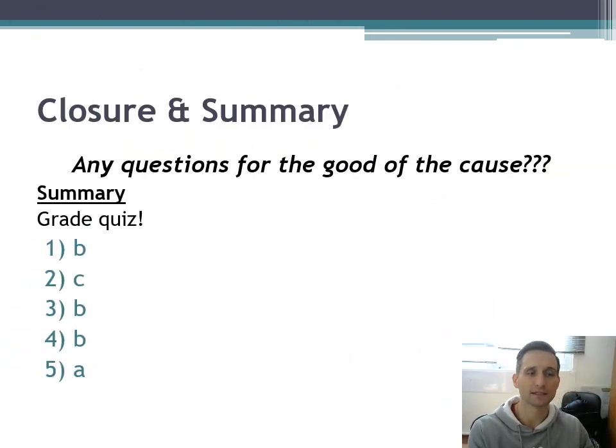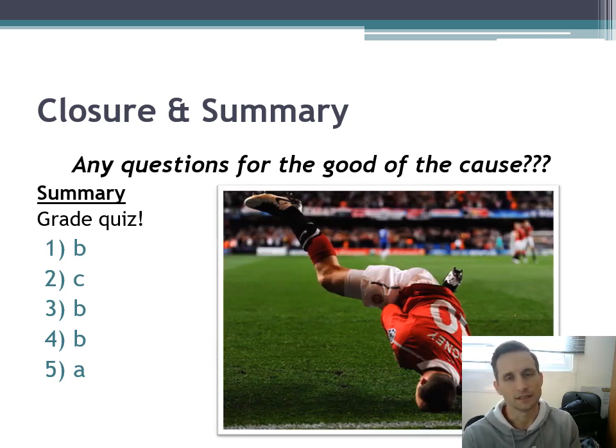Obviously, number 6 doesn't have an answer, but for the other 5, you should have got B, C, B, B, A. If you didn't, it could be worse.